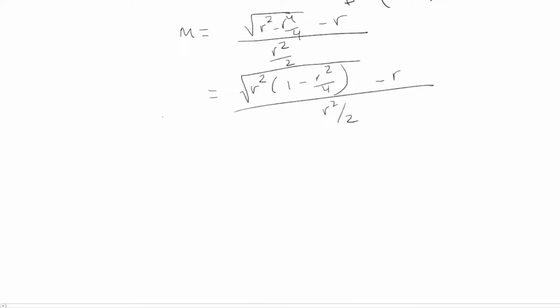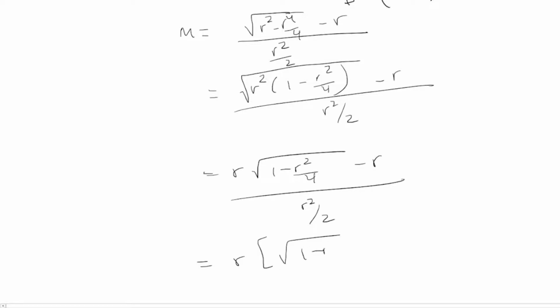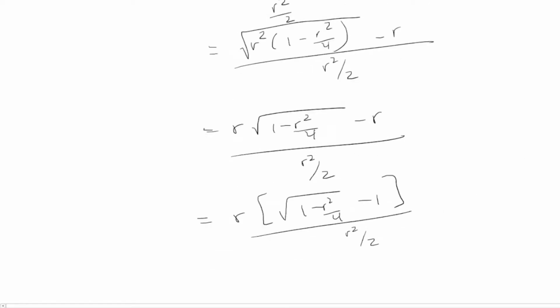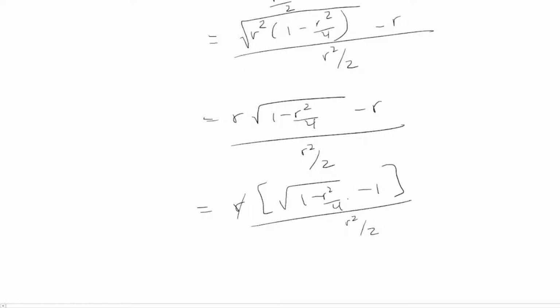And then I'm going to bring out the r squared, so that's going to be r times the square root of 1 minus r squared over 4. Factor out an r from both factors, and I can cancel out one of the r's. And then this 2, because we're dividing, that's the same thing as multiplying the top by 2. So that 2 is going to distribute to both the square root and the -1.